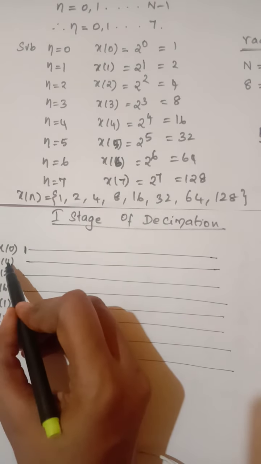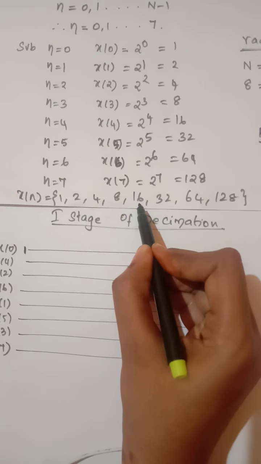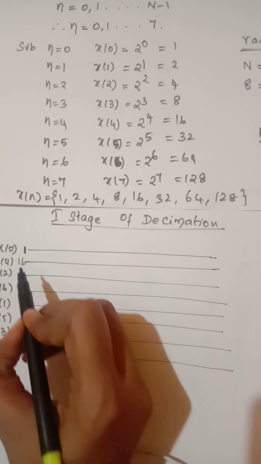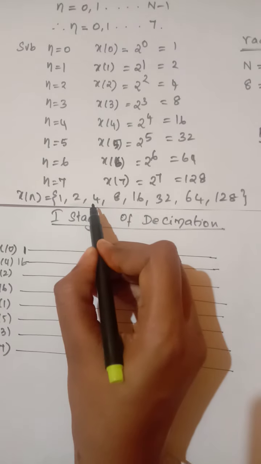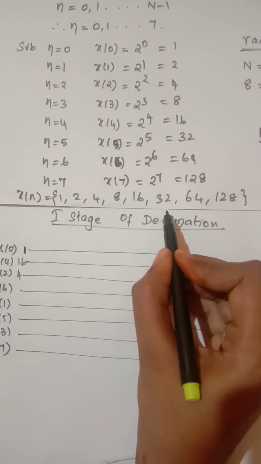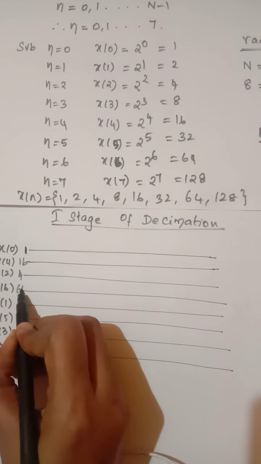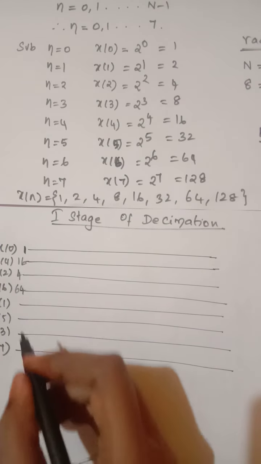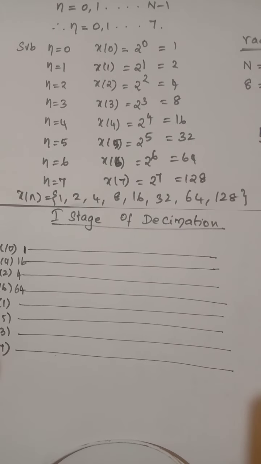Then you need to find x of 4. Here x of 4 is 16, so I am writing 16 here. x of 2 is 4, so here it is 4. x of 6 is 64, so it is 64 here. Similarly, you need to write the remaining sequence.